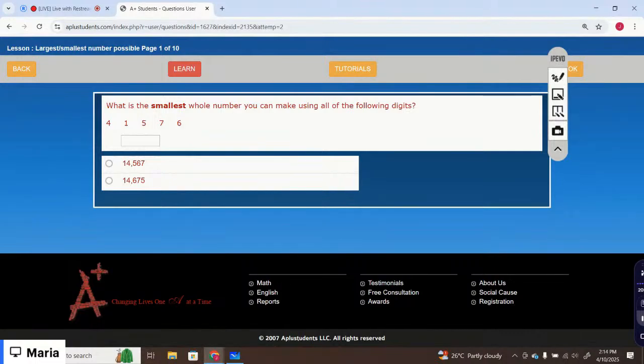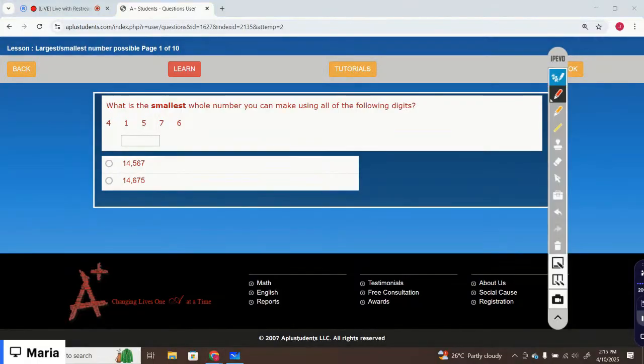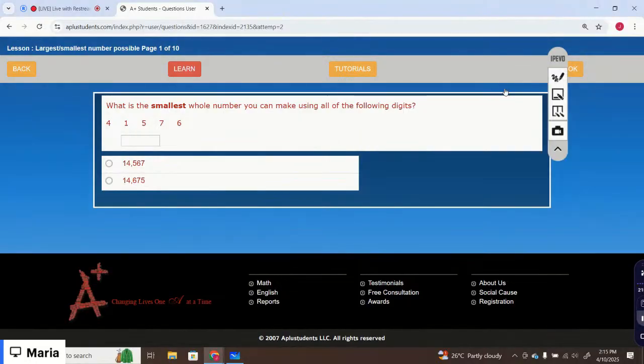What is the smallest whole number you can make using all the following digits? That's the one we just did. You have 5 numbers here, so that makes 5-digit numbers. Write the smallest number at the highest place value, right? The smallest number is 1, then you have 4, then 5, 6, and 7. You can see the numbers are arranged from least to greatest. So option number 1 is the correct option. Very good.